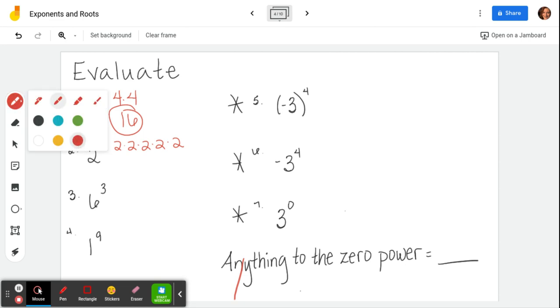Uh-oh, it hasn't done this for a while, but it's not writing. Okay, seriously. There we go.